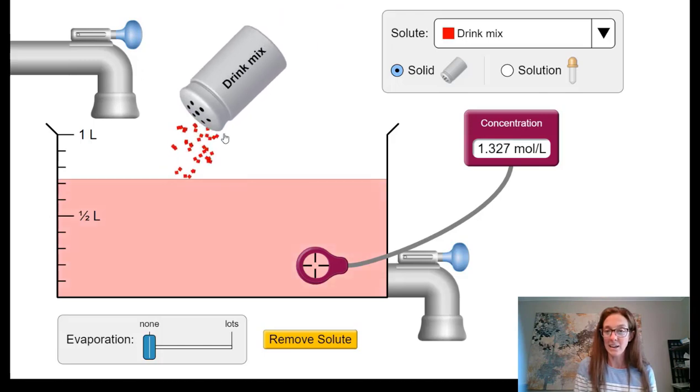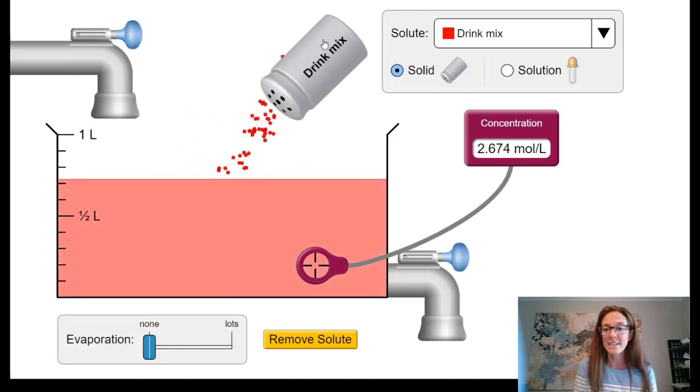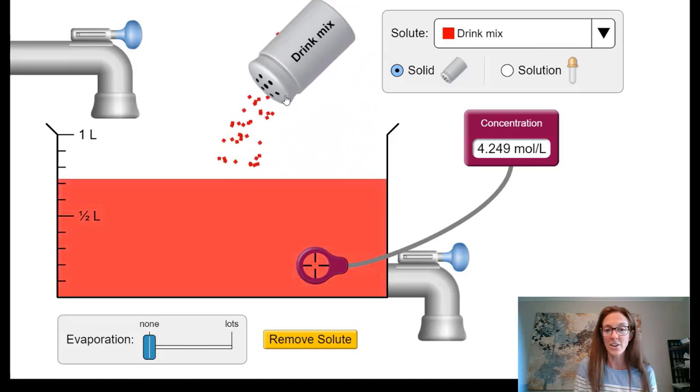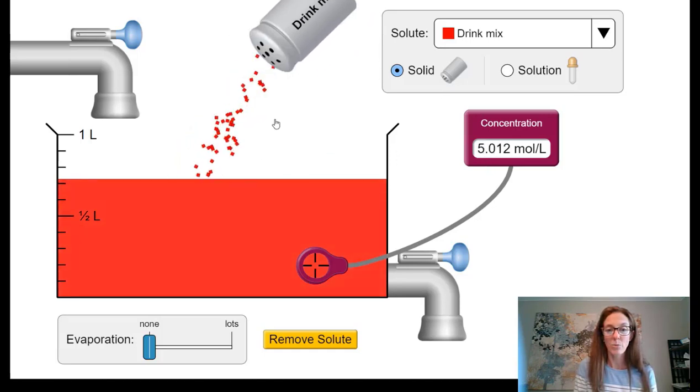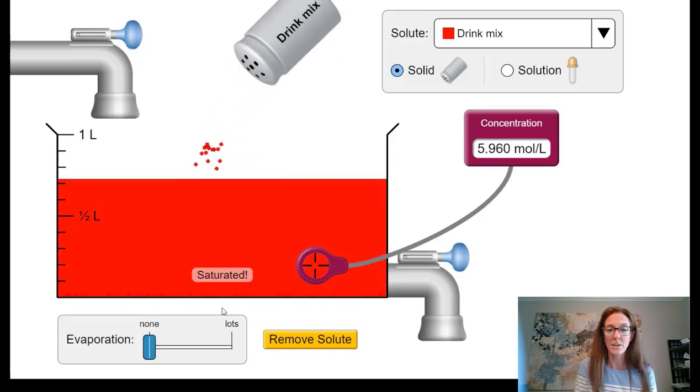Again, I can increase my concentration by adding more solute. Let's get to the point of another high concentration. Notice it's getting darker. We can see my concentration's really getting up there. Let's try to get it saturated again. Okay, we're at the point where it cannot absorb anymore. We're saturated, almost 6, 5.96.